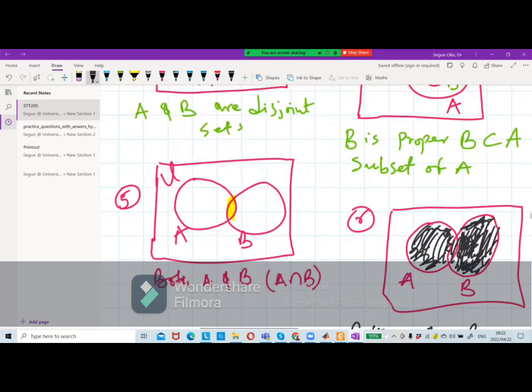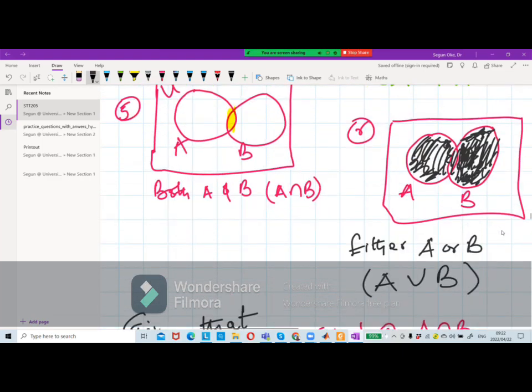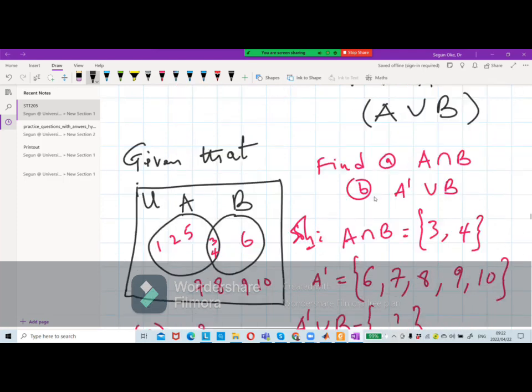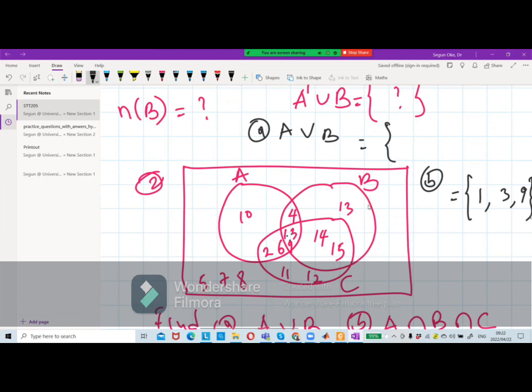Look at the Venn diagram we drew the other time. Look at it, A union B. All the elements in A and B. We have the universal set here, but all the elements in A and B. What is the element in A? If you take C out of it, the remaining, okay, let's take C out.